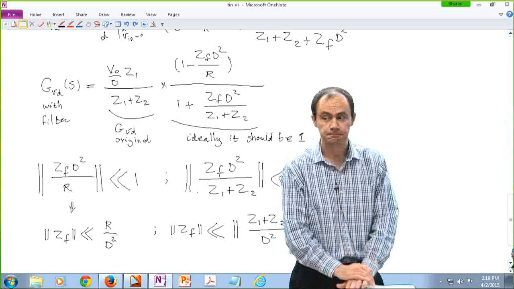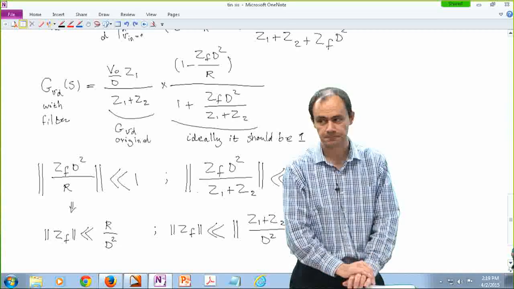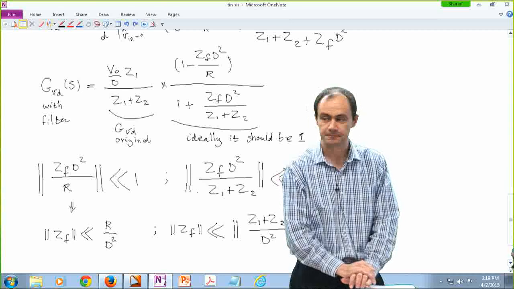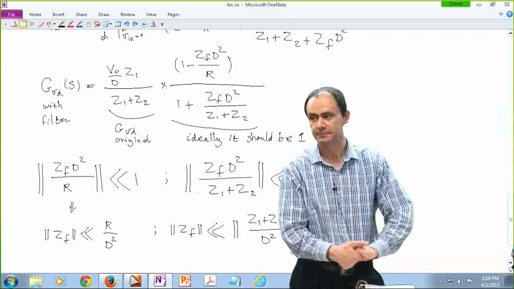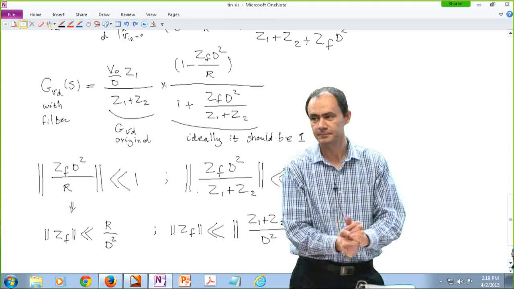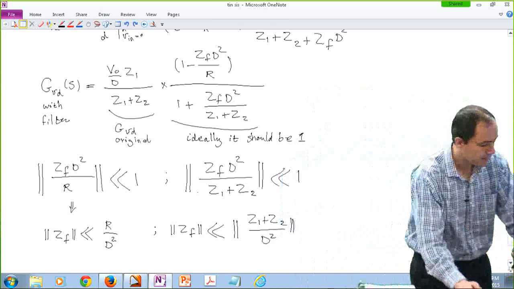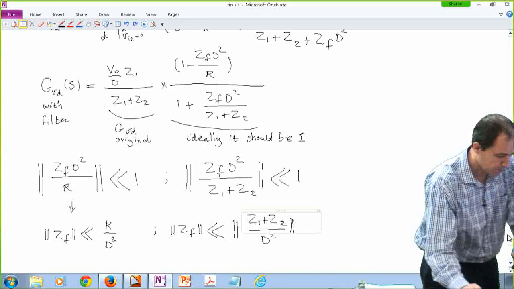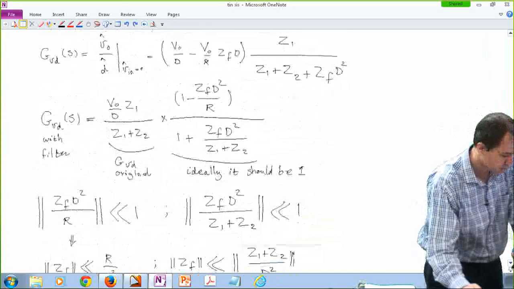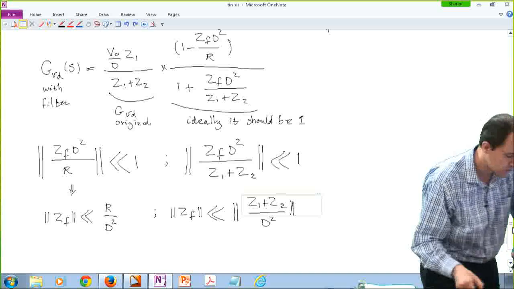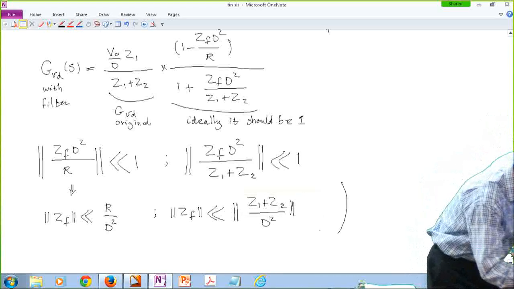Any questions? Yes. So once we satisfy this, will that determine how much input voltage is filtered out? Oh, no. You mean how much input current is filtered out, right? No, these two requirements are for stability.